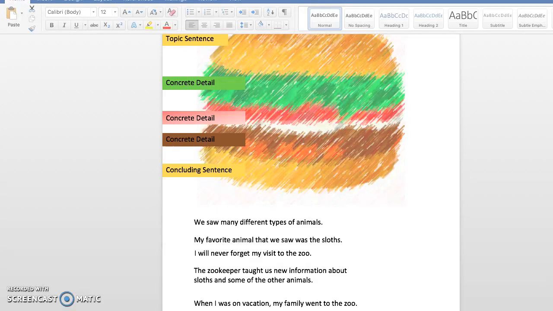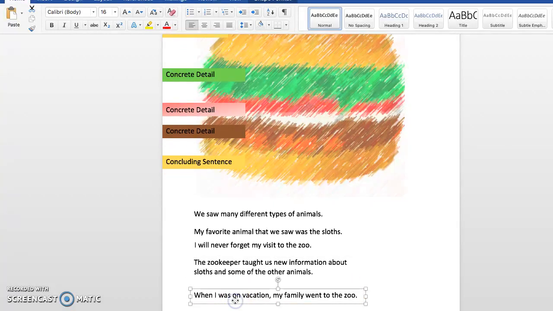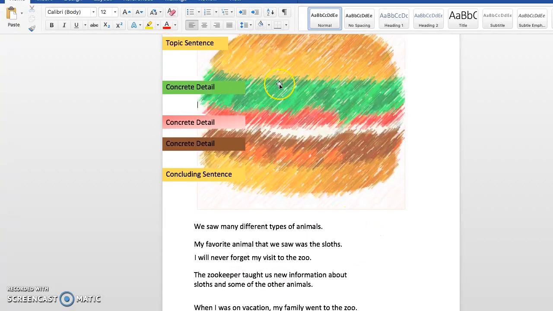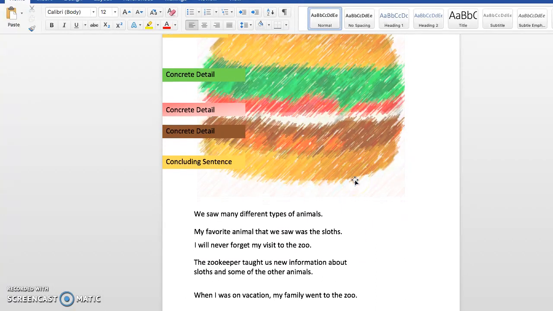So if we look at the different options we have here: we saw many different types of animals. My favorite animal that we saw was the sloths. I will never forget my visit to the zoo. The zookeeper taught us new information about sloths and some of the other animals. When I was on vacation, my family went to the zoo. So evidently we are talking about a trip to the zoo. But which sentence is our topic sentence? We'll have to go back and look.